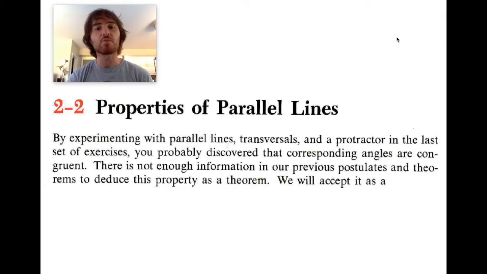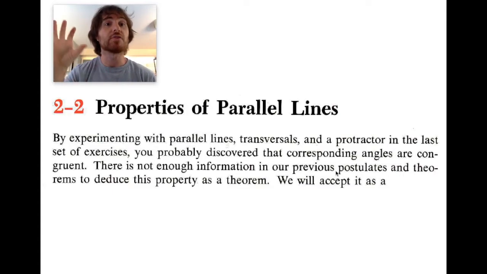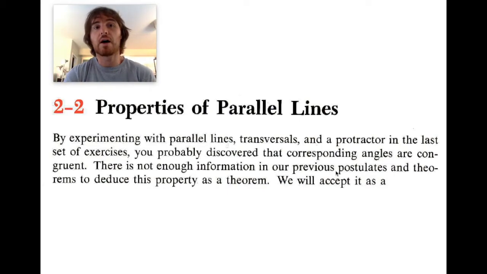I have some reading in front of you, and perhaps you're reading the section as well. I don't know if I assigned you this problem in the last problem set, but maybe you did this already. It says, by experimenting with parallel lines, transversals, and a protractor in the last set of exercises, you probably discovered that corresponding angles are congruent. Only when you have parallel lines and a transversal will corresponding angles be congruent. If the two lines aren't parallel, then the corresponding angles are not congruent. But anyways, if you had the parallel lines, you did it. So hopefully you noticed that. If not, no worries. That will be what we begin today with.